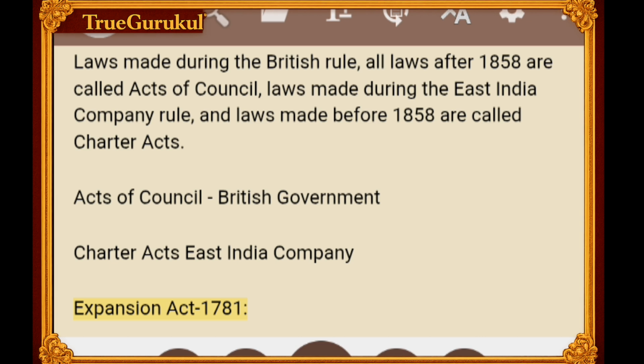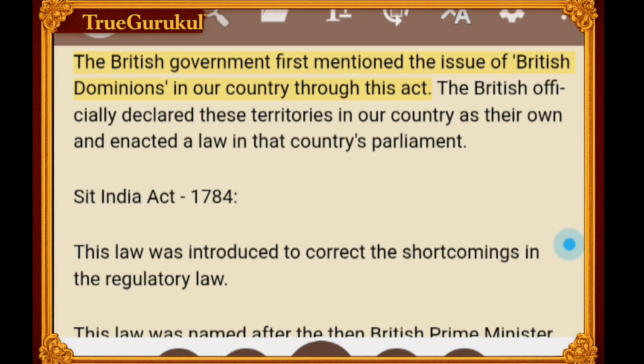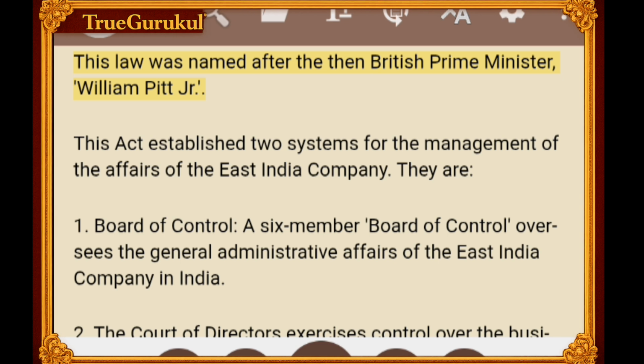Expansion Act 1781. The British government first mentioned the issue of British dominions in our country through this act. The British officially declared these territories in our country as their own and enacted a law in that country's parliament. Pitt's India Act 1784. This law was introduced to correct the shortcomings in the regulatory law. This law was named after the then British Prime Minister, William Pitt Jr.